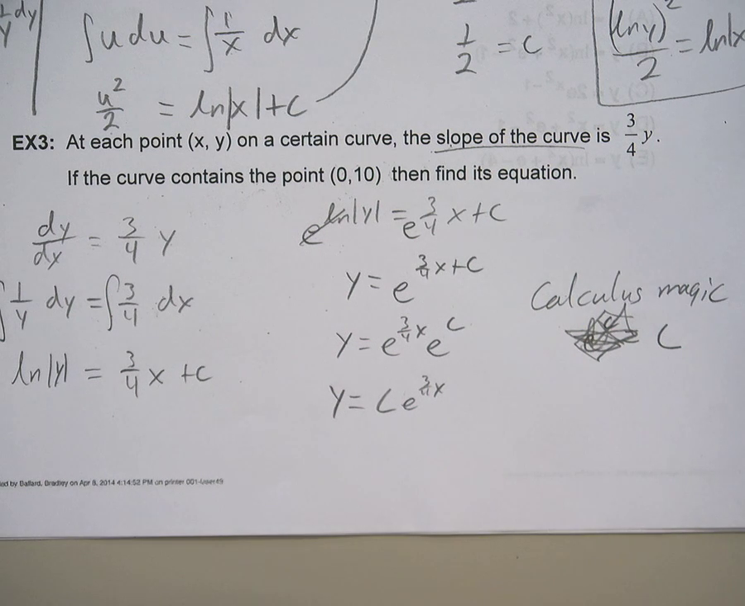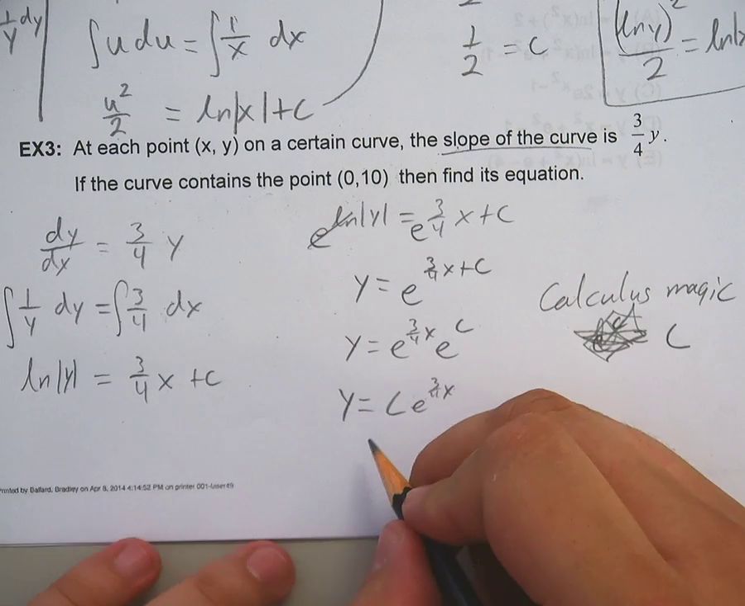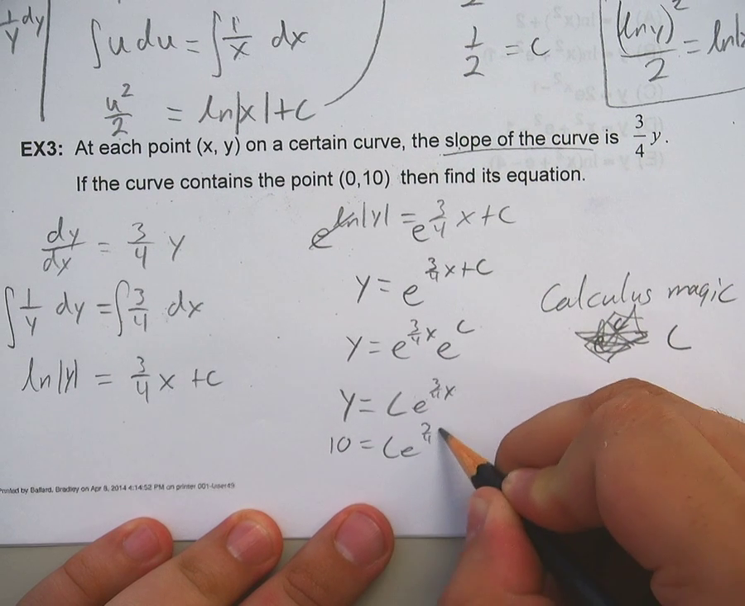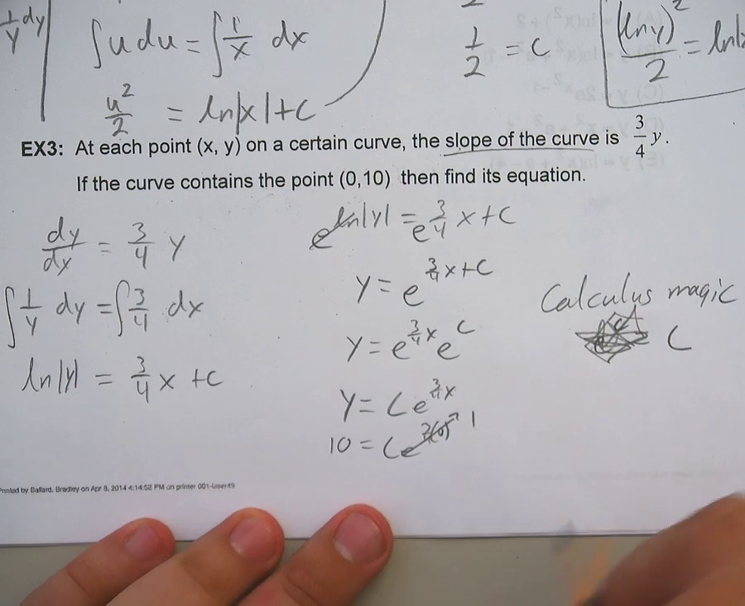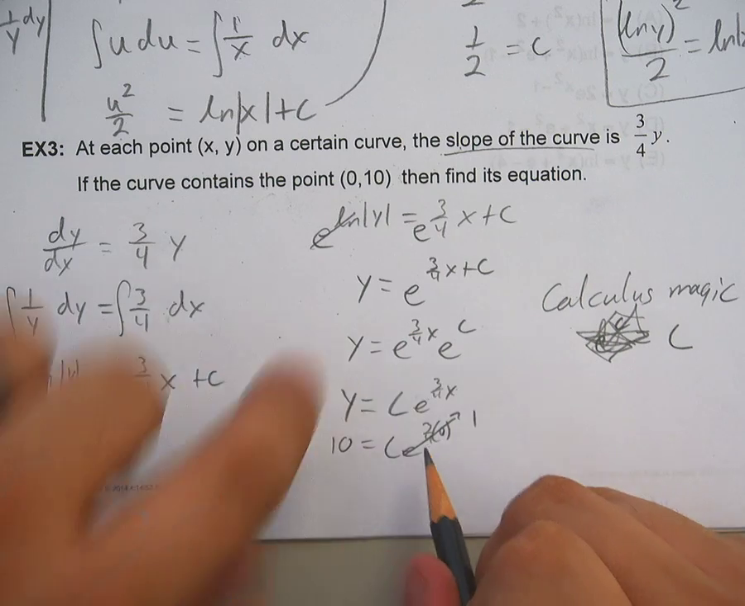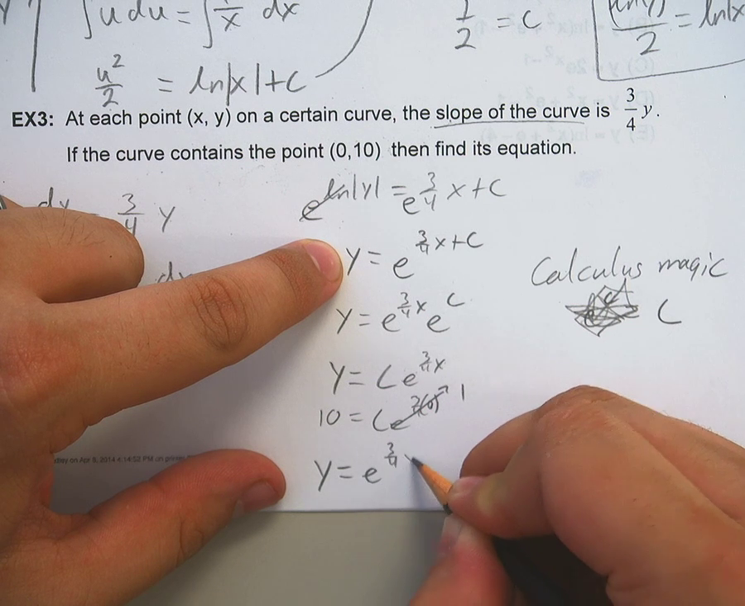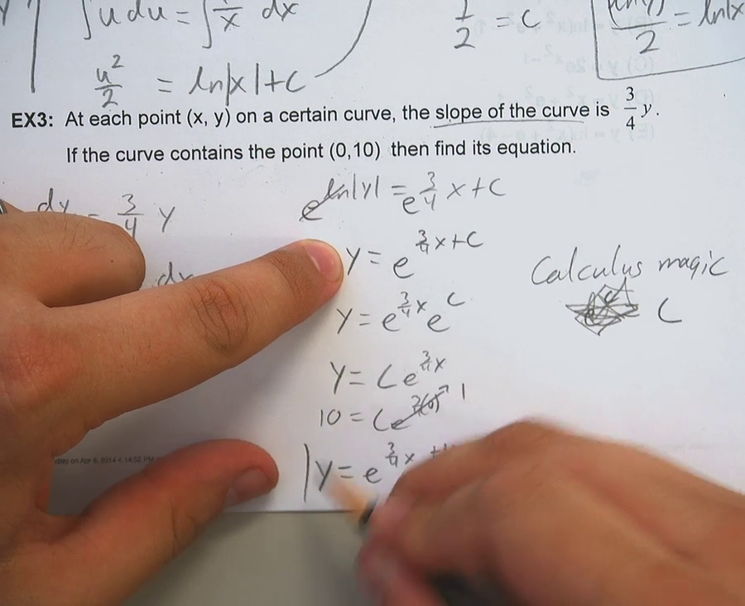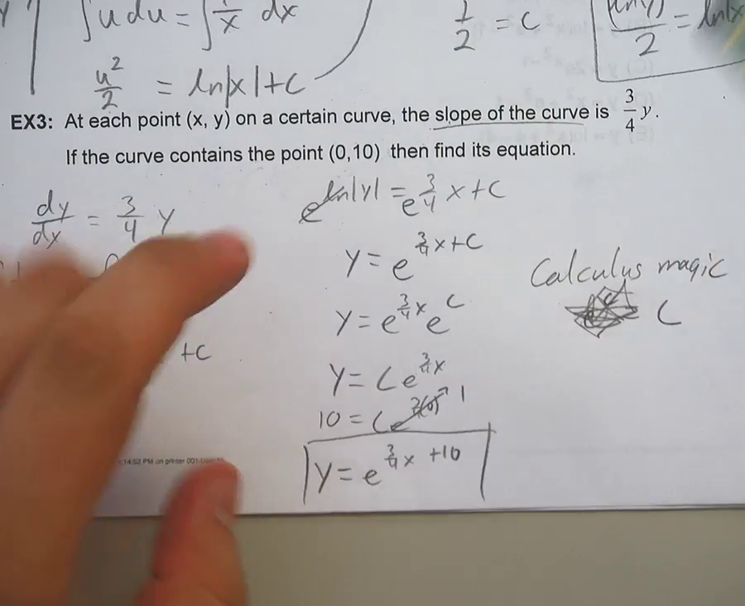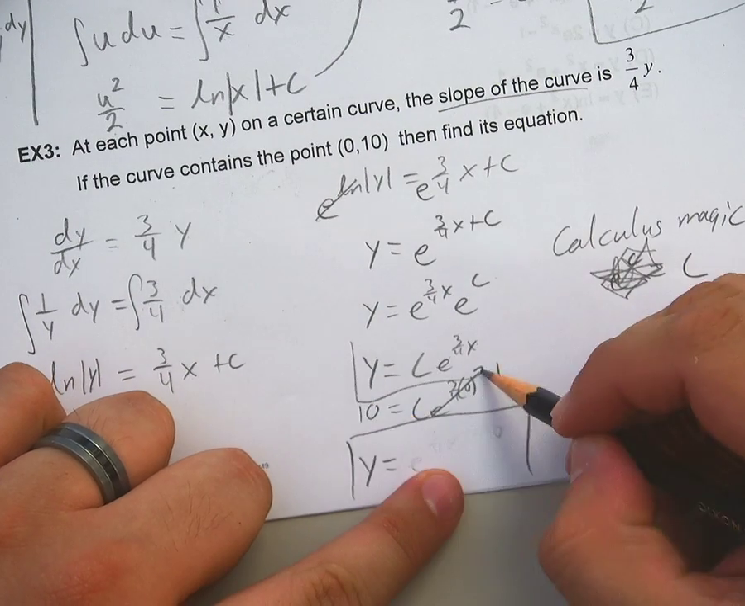Calculus magic, man. Now plug in a 0 for x. E to the 0 is 1. C is 10. So let me plug that in so you can see where I'm getting that from. C e to the 3 over 4 times 0. This is all 1. C equals 10. And what's cool about this is I've already got y solved for right here. Y is equal to 10 e to the 3 over 4x. Calculus magic, man. Oh, wait, no, I'm sorry. Down here. Almost jacked that one up. Whew, here's my y. That's the one I want.